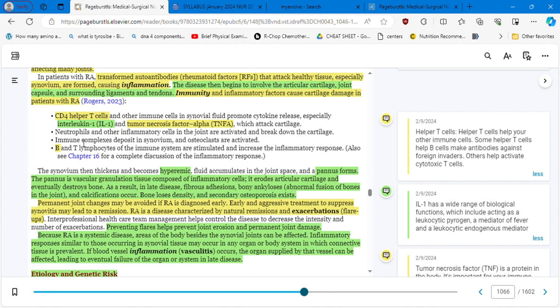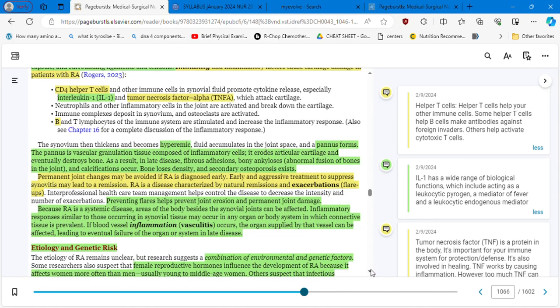Immune complexes are deposited in the synovium and osteoclasts are activated. Due to this breakdown of the cartilage, or breakdown in general, osteoclasts are activated. We know already what an osteoclast is. B and T lymphocytes of the immune system are stimulated and increase the inflammatory response. So all these soldiers are starting to fight against something that does not exist. It's an autoimmune response, okay?